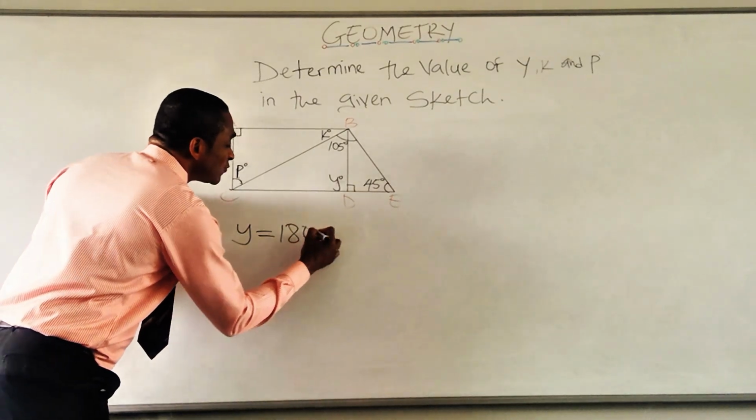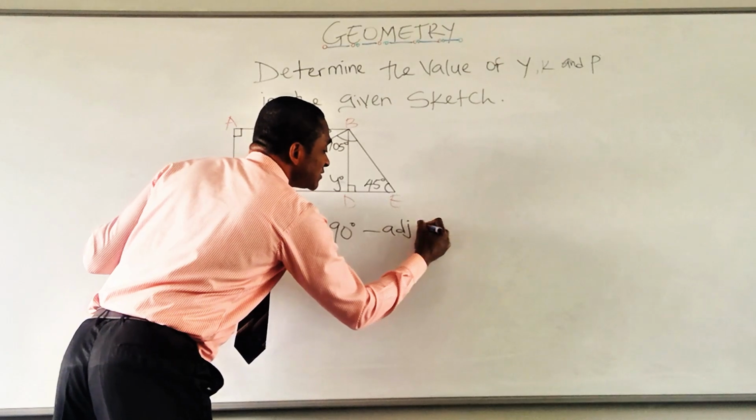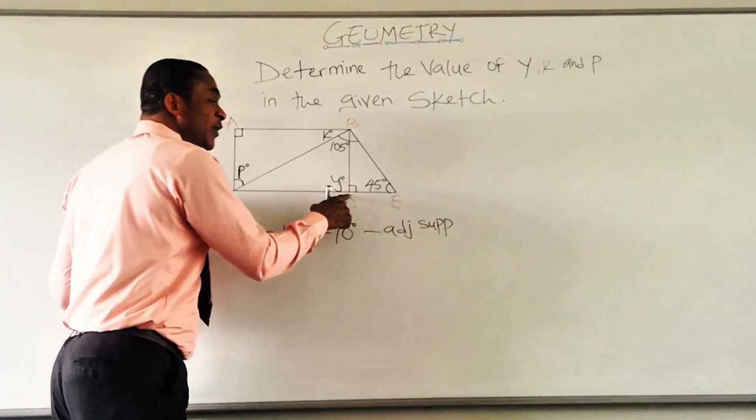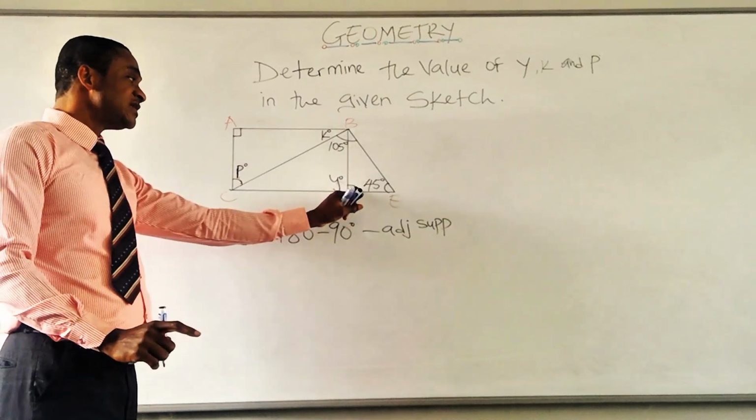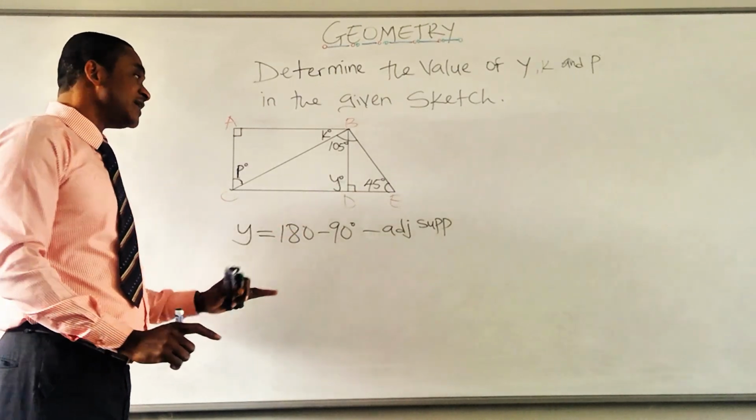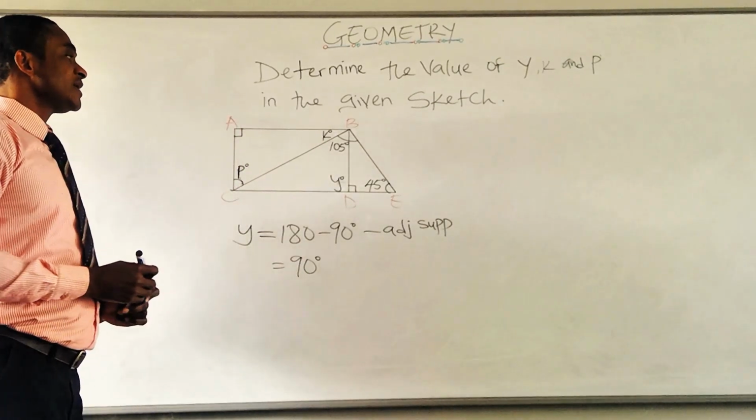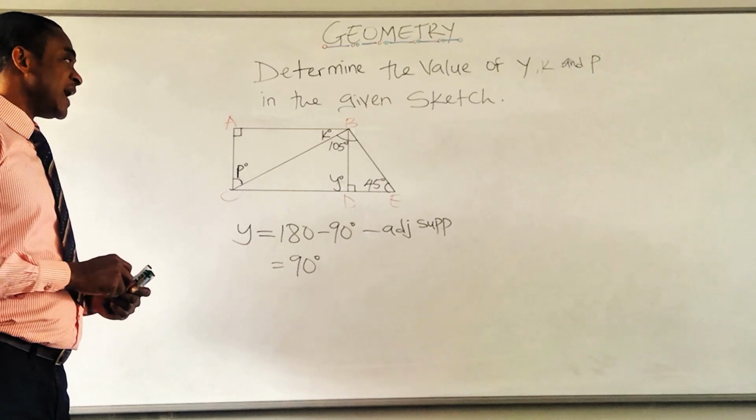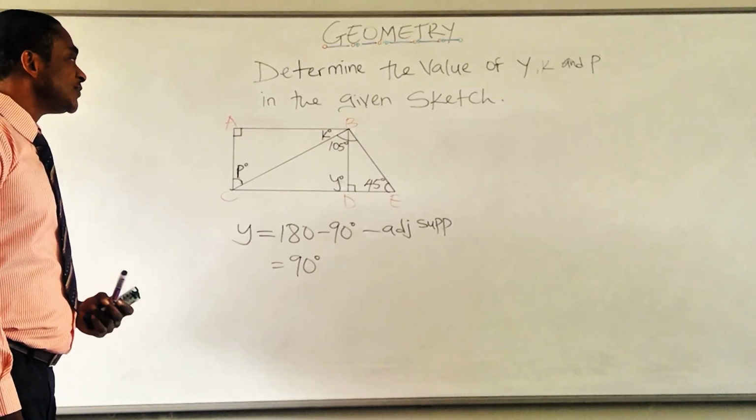We can say y is 180 minus 90 degrees, and our reason is adjacent supplements. Angles at a point on a straight line are equal to 180. So if this indicates that this is 90 degrees, then y is 90 degrees. Y is 90 degrees. Now what else, or what do we do next?